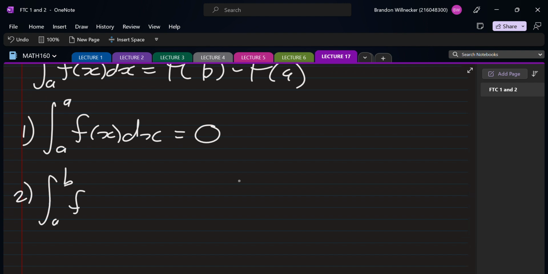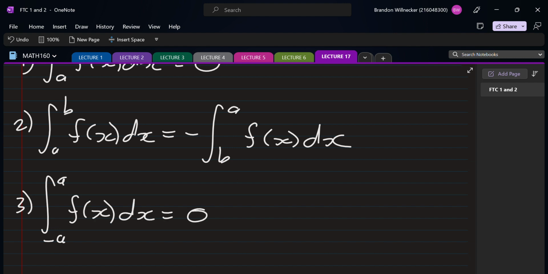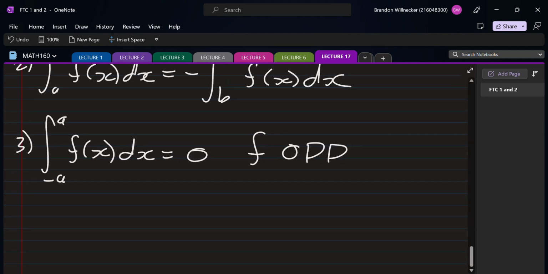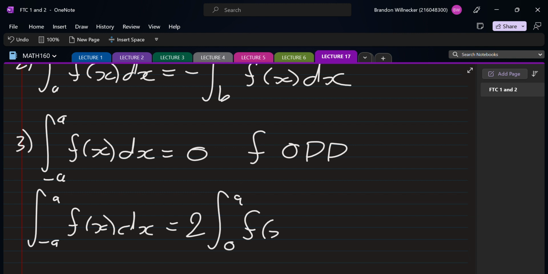The integral from a to b of f of x dx is equal to minus the integral from b to a of f of x dx. Okay, number 3: the integral from minus a to a of f of x dx is equal to 0 if f is odd. The integral from minus a to a of f of x dx is equal to twice the integral from 0 to a of f of x dx if f is even.